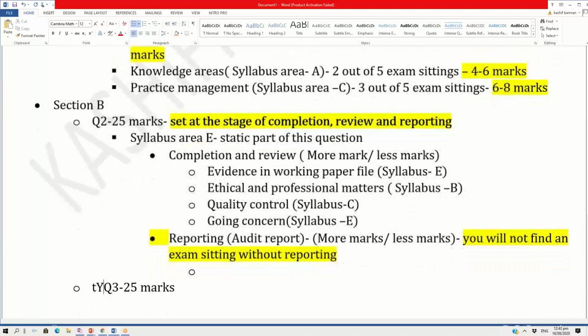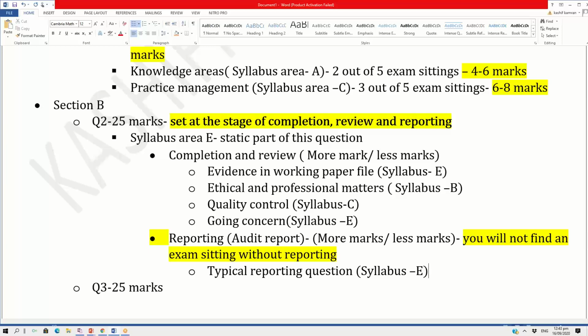In the reporting area, obviously, a typical reporting question, as you do in the AA paper, a typical reporting question from the syllabus area E can be a regular feature of question number 2. Now, there are so many types of reporting questions.